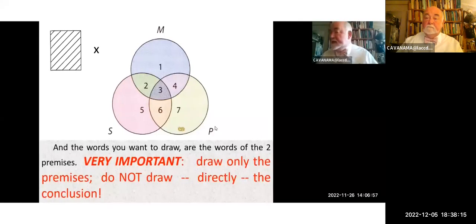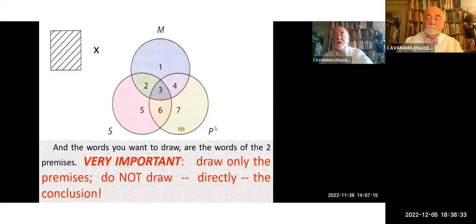Now, here's a very important thing. It's easy to screw this up. So I'm going to say here, and I'll walk you through some examples and you'll see how that works. Very important. Only draw the premises, okay? You do not draw the conclusion directly in the 3 diagram.